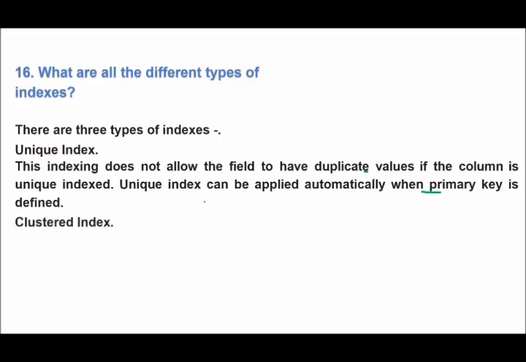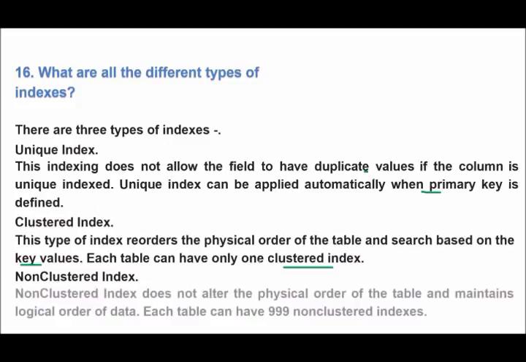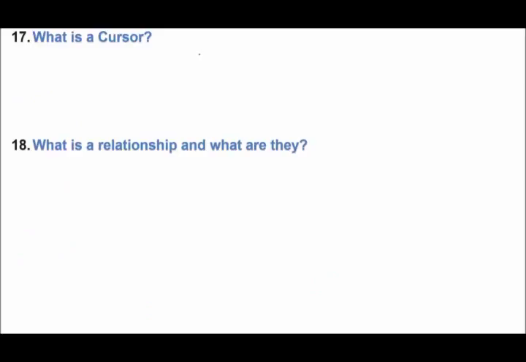Then comes the clustered index. This type of index reorders the physical order of the table, and searching is based on the key values. Each table can have only one clustered index. Then non-clustered index. Non-clustered index does not alter the physical order of the table and maintains the logical order of the data. Each table can have many non-clustered indexes.